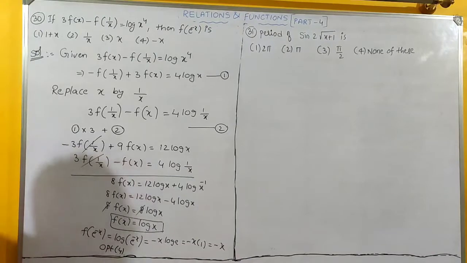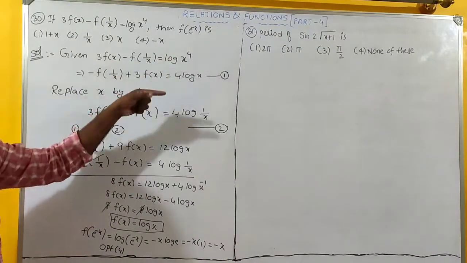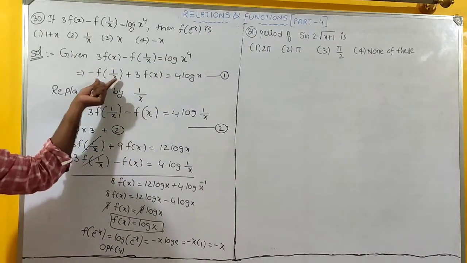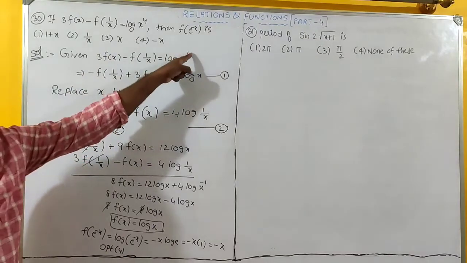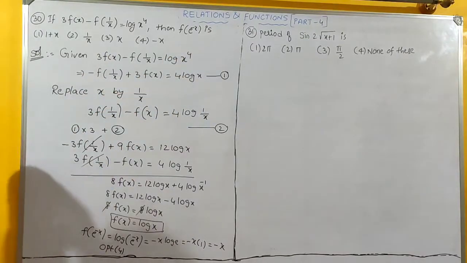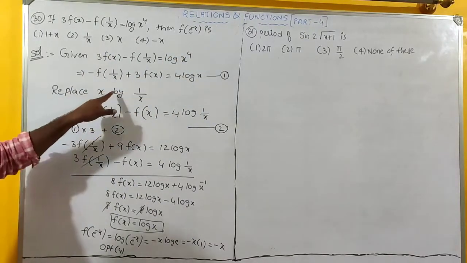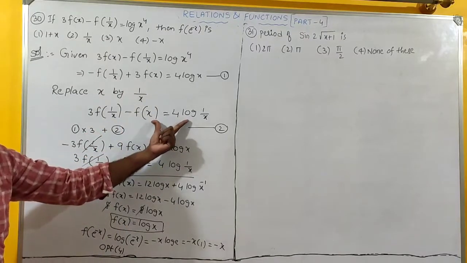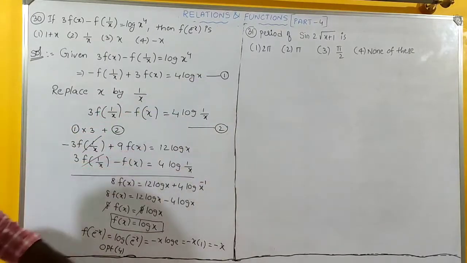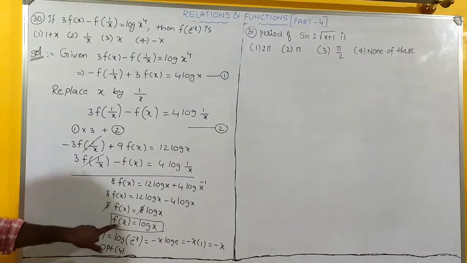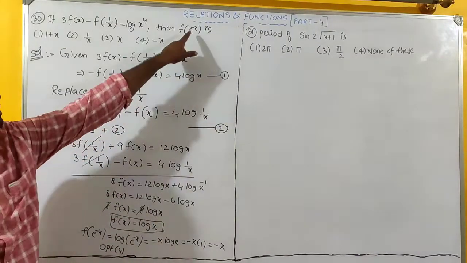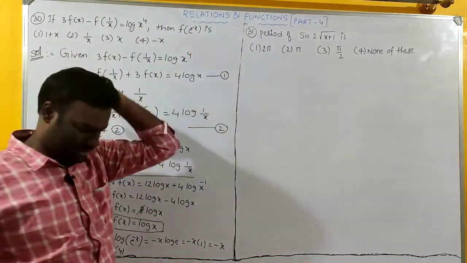Once again listen, this is the given equation. First I am writing the f of 1 by x term, next the f of x term, and 4 comes first. If you replace x by 1 by x, you will get one more equation. If you solve these two equations, you will get f of x. In place of x, you substitute e power minus x.